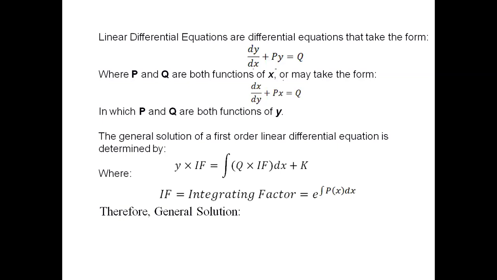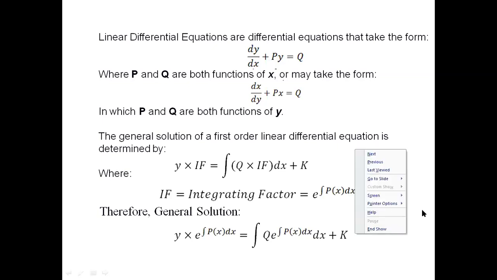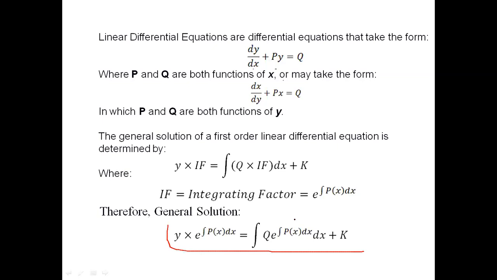So then the standard general solution we said was going to be y multiplied by e raised to the power the integral of p with respect to x is equal to the integral of the product of q and e raised to the power integral of p dx, with respect to x, plus a constant. So this is the general solution as we had discussed last time. Then we went on and solved three different examples.